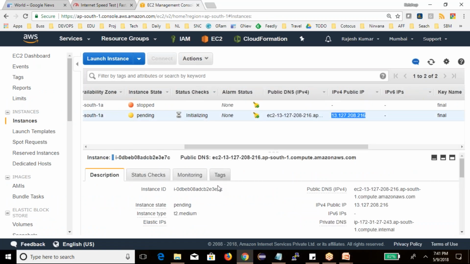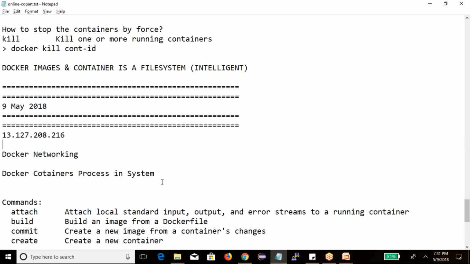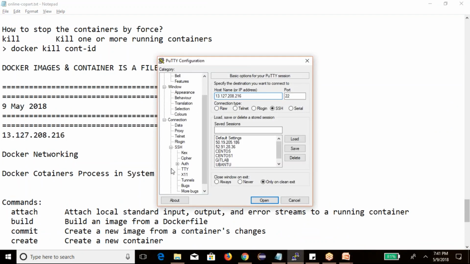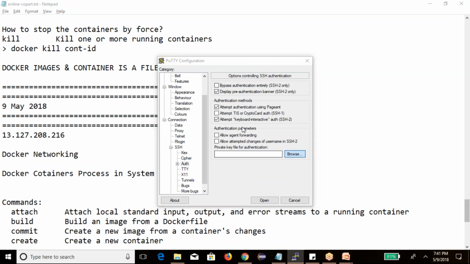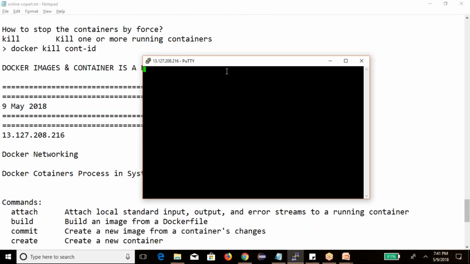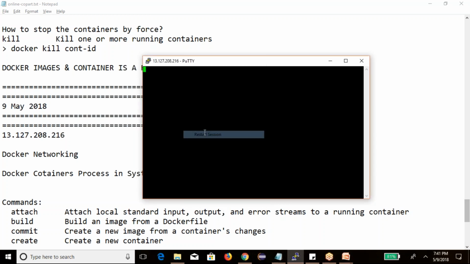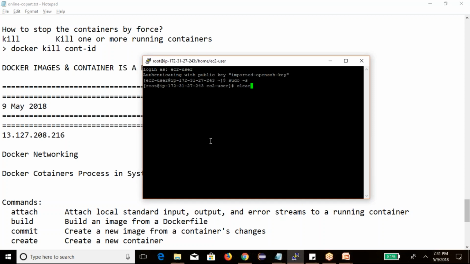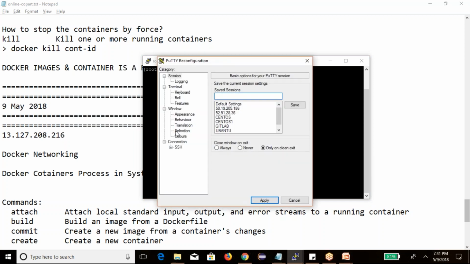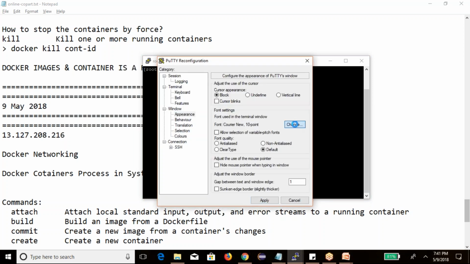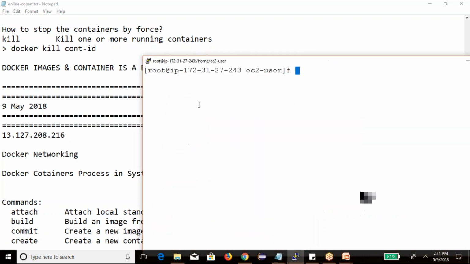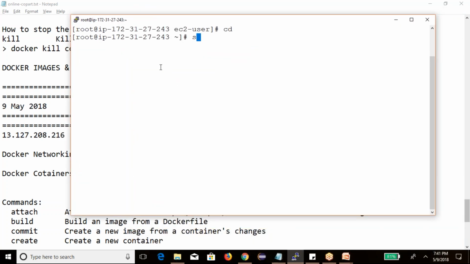Okay, so today I'm going to use this machine. And let's log in. ec2-user, sudo -s. I hope it's visible for everyone.